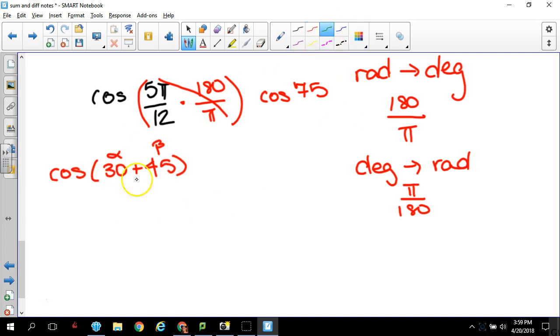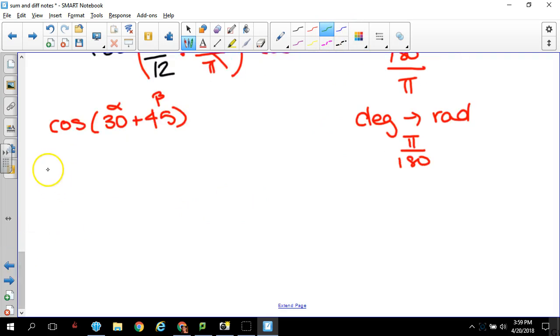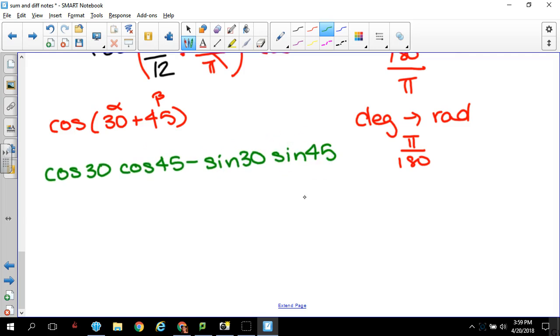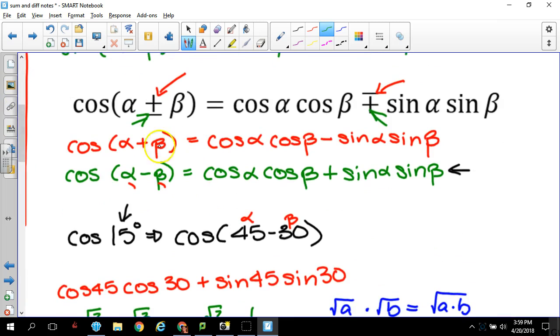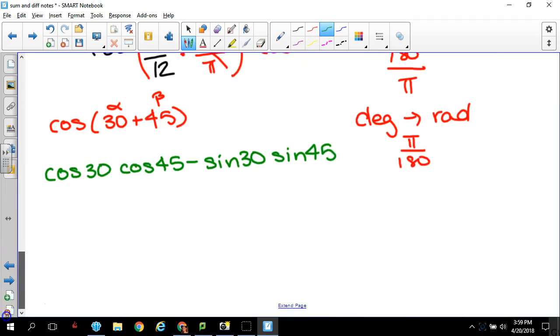Now, it is important that I write out this next step where I do cosine 30, cosine 45, minus sine 30, sine 45. Sometimes you might get comfortable and just look at the equation and put the numbers in by looking at your unit circle, and you'll probably make a mistake. I don't suggest doing that. I suggest writing this step out and then substituting your information in.